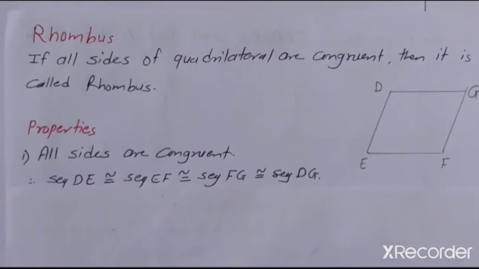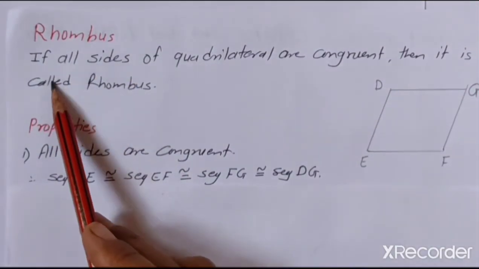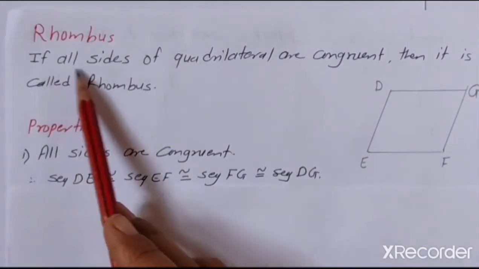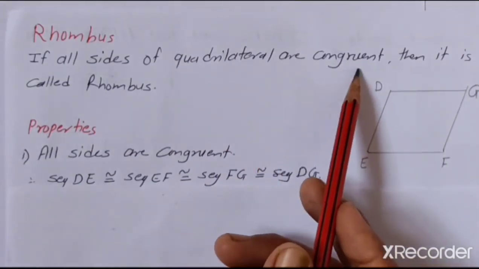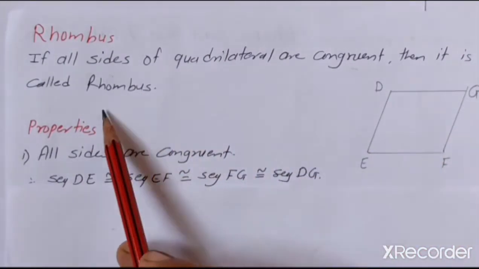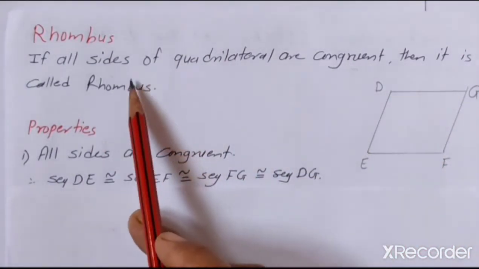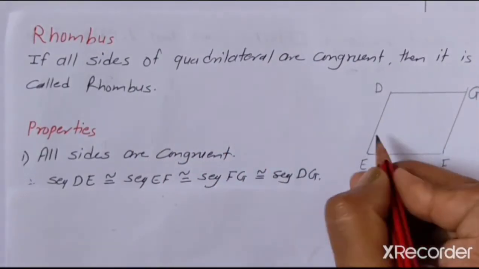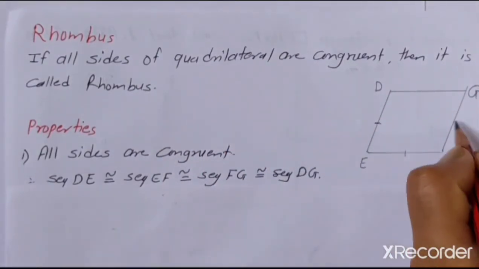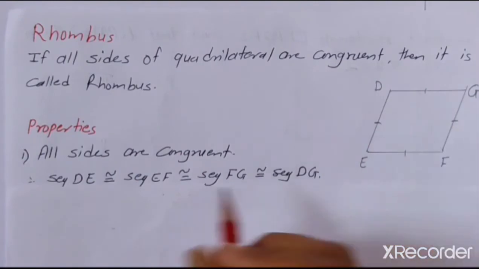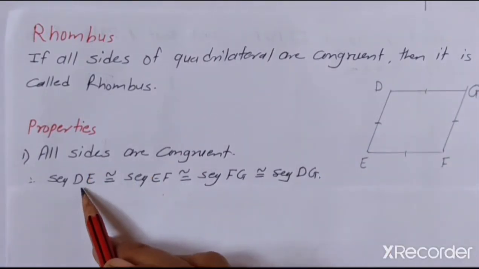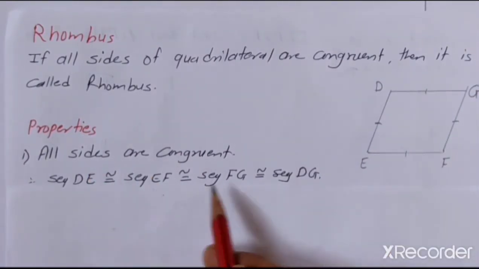Now next type of quadrilateral, that is rhombus. It is defined as: if all sides of a quadrilateral are congruent, then such a quadrilateral is called rhombus. Here all sides means all segments of this quadrilateral are congruent. So this is the first property. So from this figure we can say these all segments are congruent.